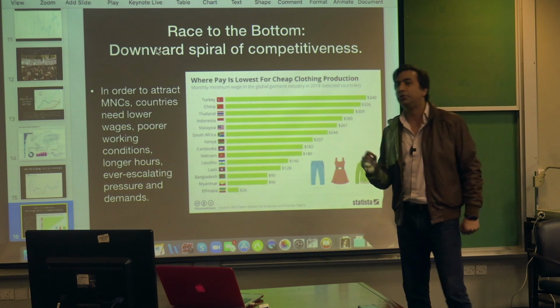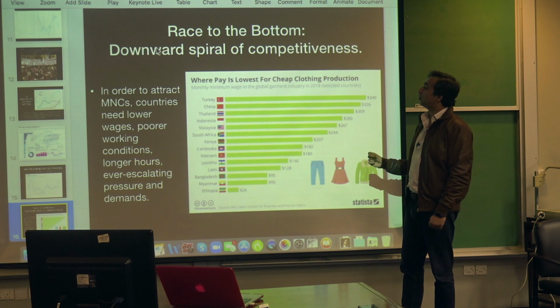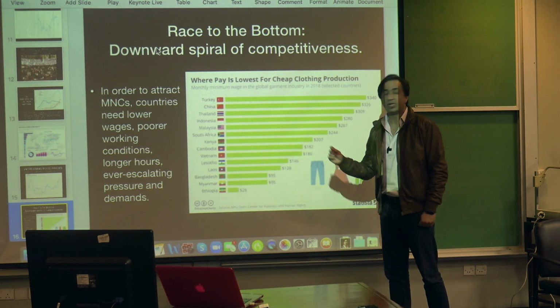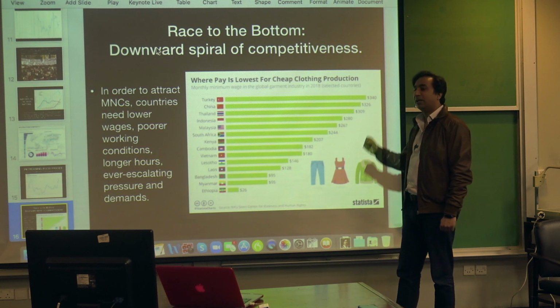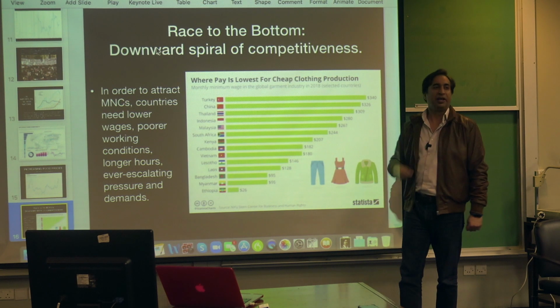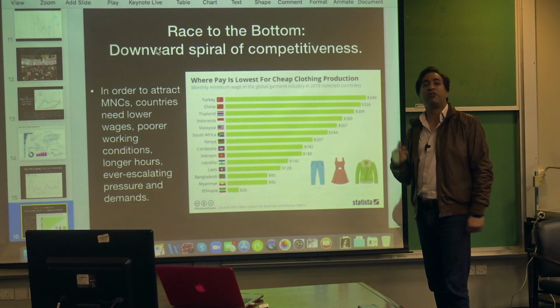So what you need to do in order to invite multinational companies to your country is that you have to offer lower wages, poorer working conditions, longer hours of work, less environmental regulation, and ever escalating demands and pressure, etc. So we can call this a race to the bottom.